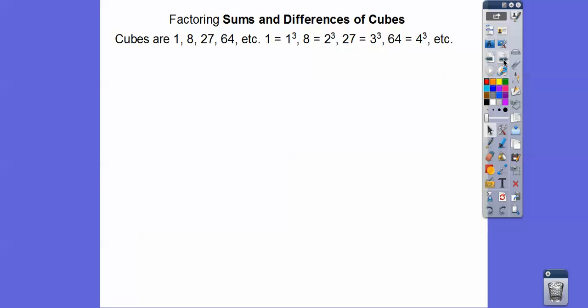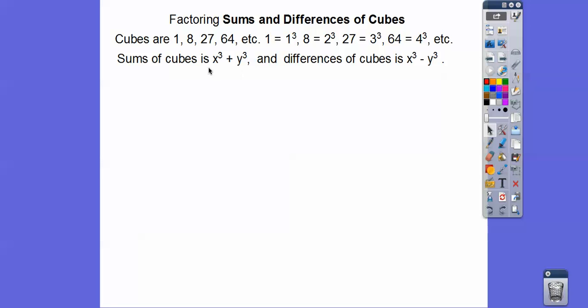Okay, cubes are numbers like 1 cubed, 2 cubed, 3 cubed. So 1, 8, 27, 64. This is 4 cubed right here. 5 cubed is 125. 6 cubed is 216. So sums means there's a plus sign. Differences means there's a minus sign. So you'll see x cubed plus y cubed, x cubed minus y cubed.